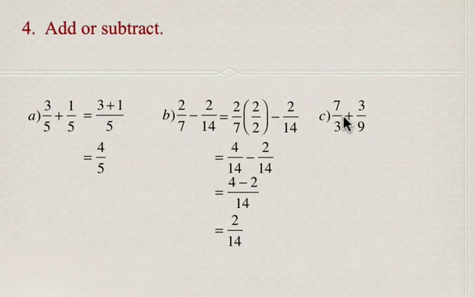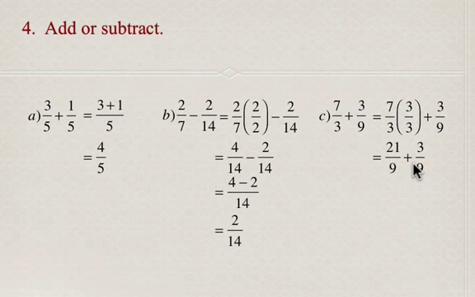The last question in this, I'm going to show you two different ways of doing this question. First, if you're going to find a common denominator, it's going to be 9, so we have to multiply top and bottom by 3. So 7 times 3 over 3 times 3. And so when we do this, 7 times 3 is 21 over 9. So now we have our common denominator.